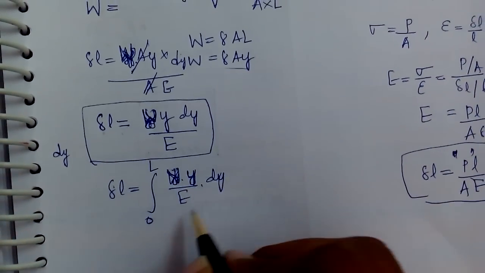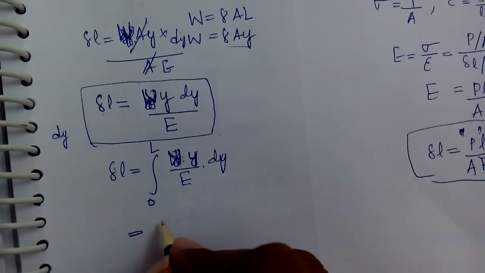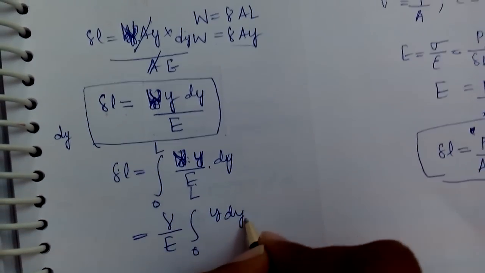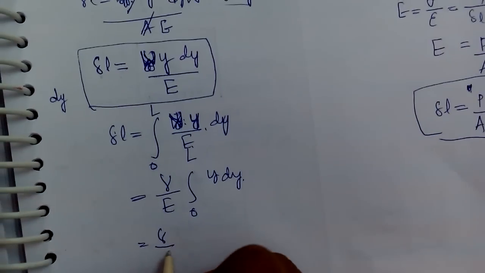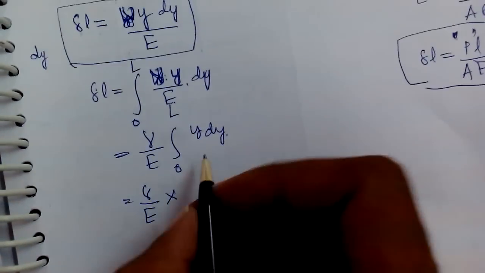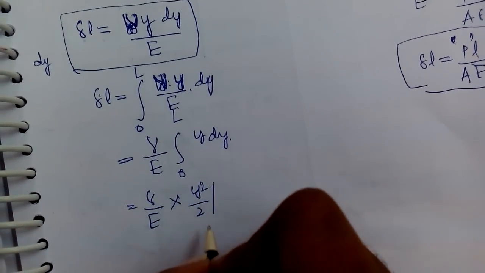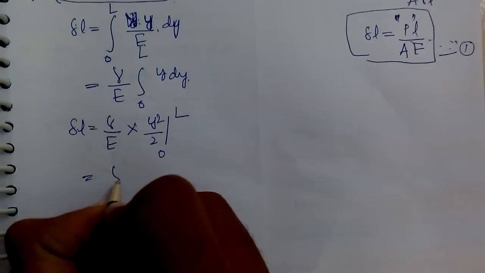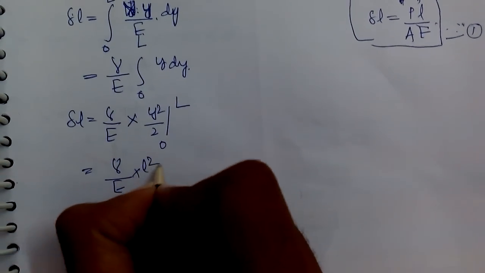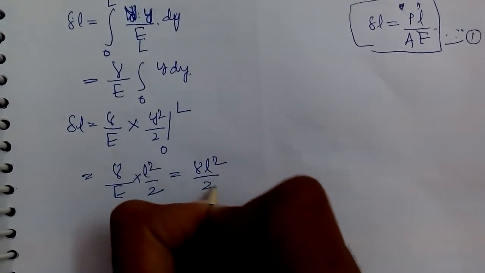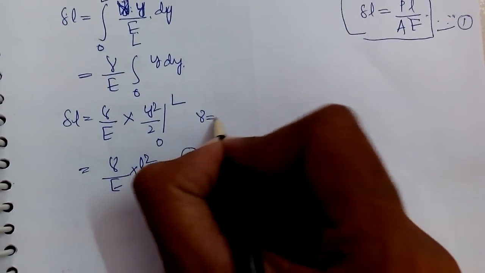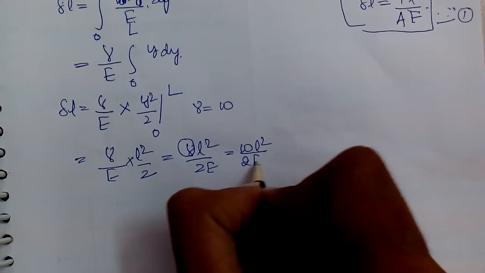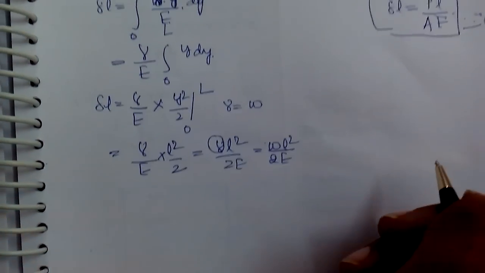Now gamma and E are constant, so we bring them out: gamma by E, and the integral from 0 to L of y dy. On further simplification, we get gamma by E into y square by 2 from 0 to L, which is the deformation. Further simplification gives gamma by E into L square by 2, that is, gamma L square by 2E. This gamma, which is the specific weight, is sometimes represented by small w. So in some textbooks it is represented as wL square by 2E, where w is the specific weight.